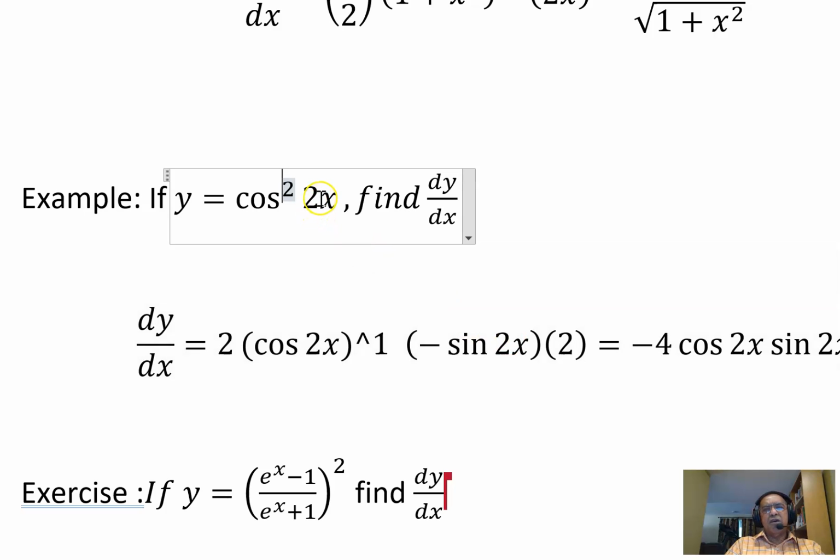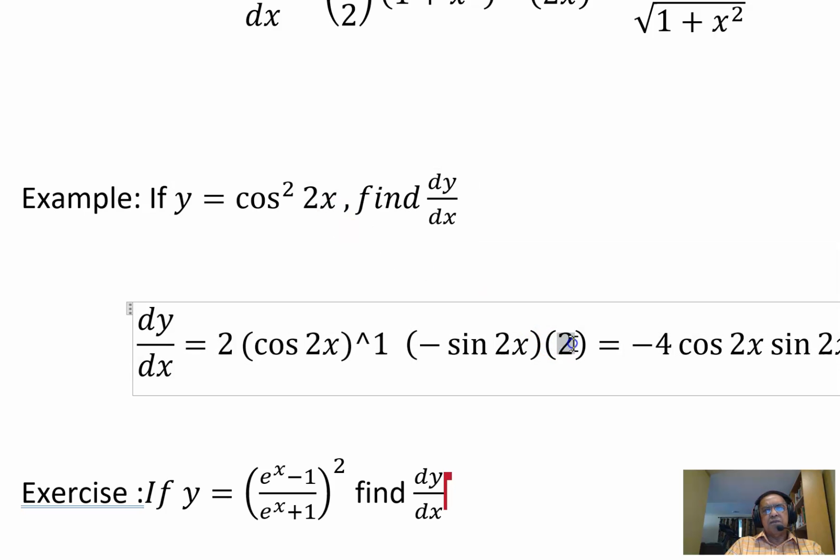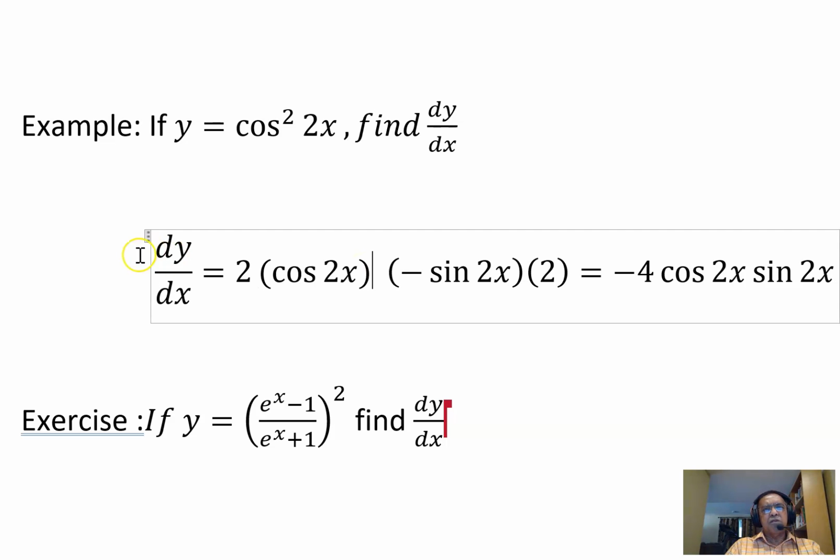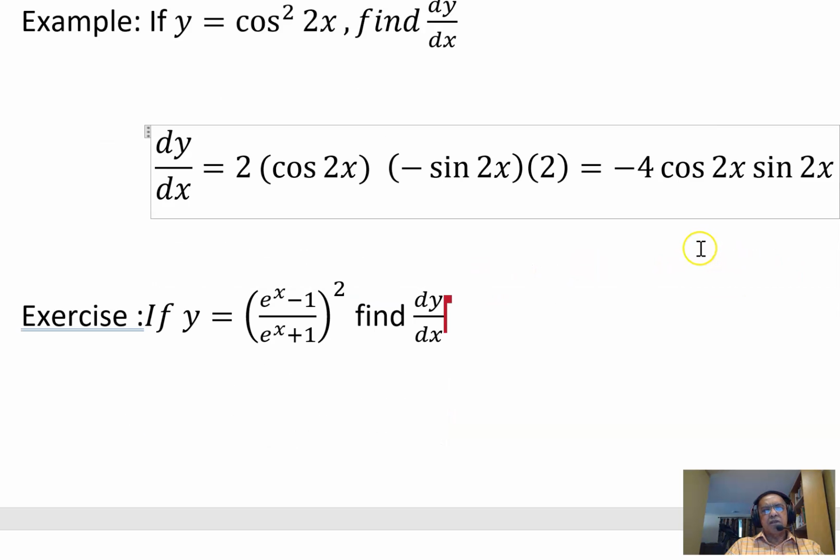So we are almost done now because we are past the cosine layer. We have one more layer, the innermost chamber of the castle, which is 2x, and we need to differentiate that. The derivative of that is 2, and multiply by that 2, and then you simplify. This is just to the power 1, so it's the same as that. Yeah, write the 1. So 2 times 2 is 4. Negative 4 times sine 2x cosine 2x. Negative 4 cosine 2x sine 2x.